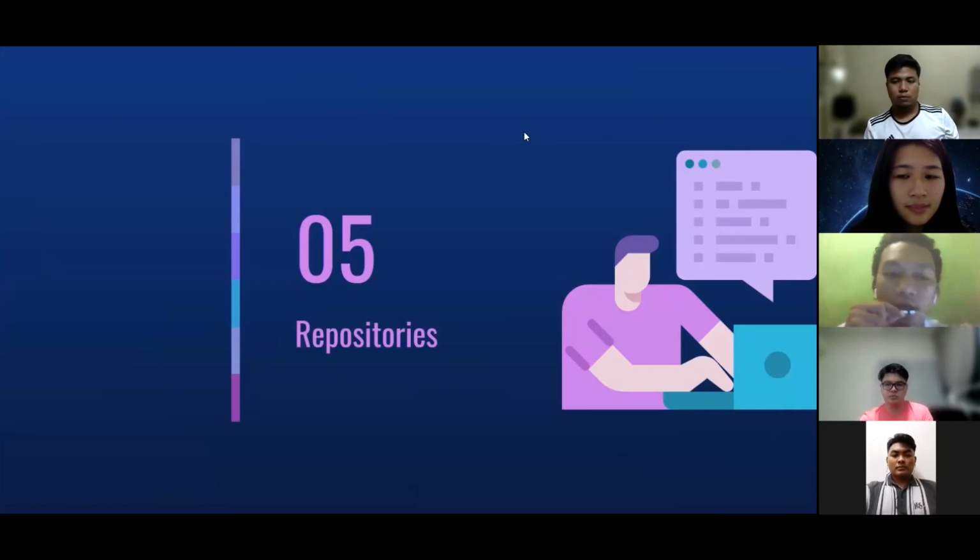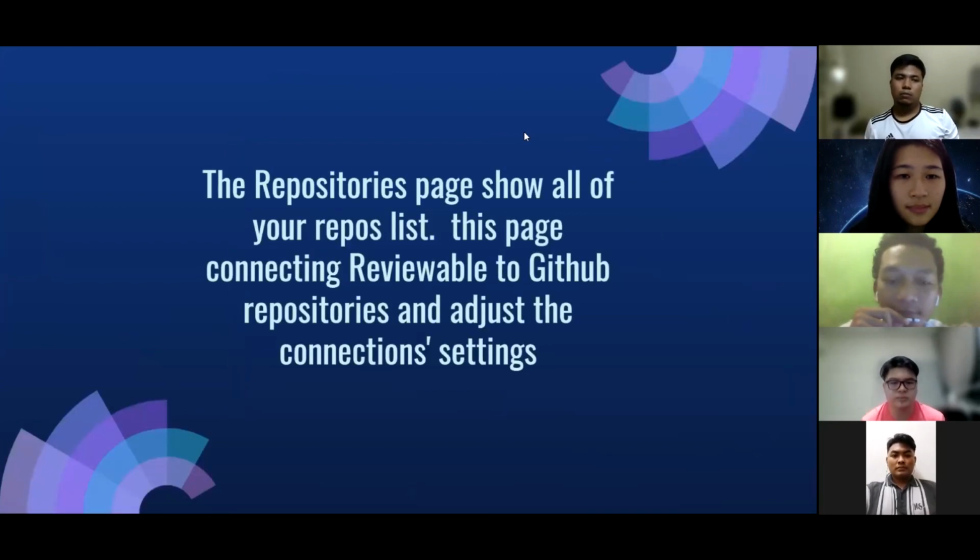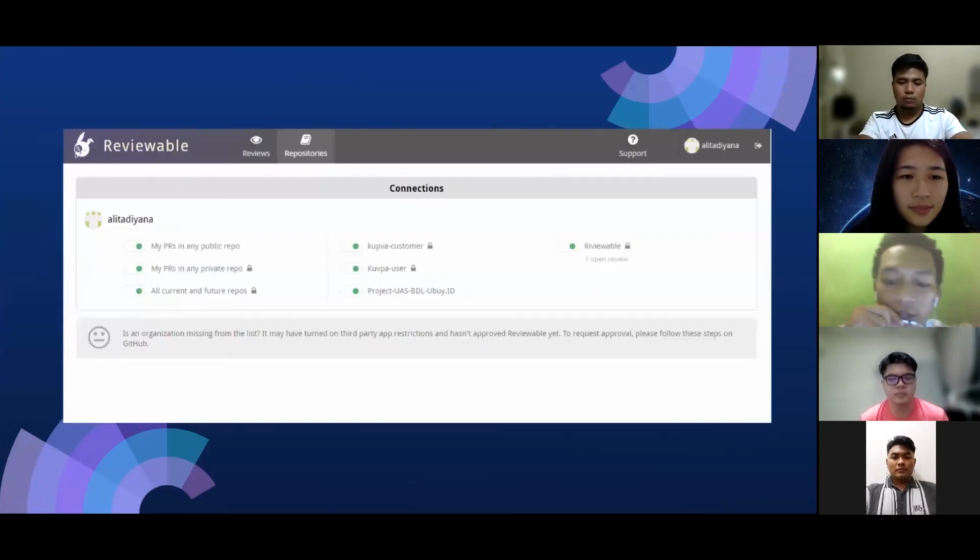Okay, I will explain about repositories. Next. Okay, the repositories page lists all of your repos from GitHub in Reviewable. This page connects Reviewable to GitHub repositories and holds just the connection settings. Next. Here you can change the permission settings for the repository that is displayed in Reviewable. You can also see the status of the repository. Next.